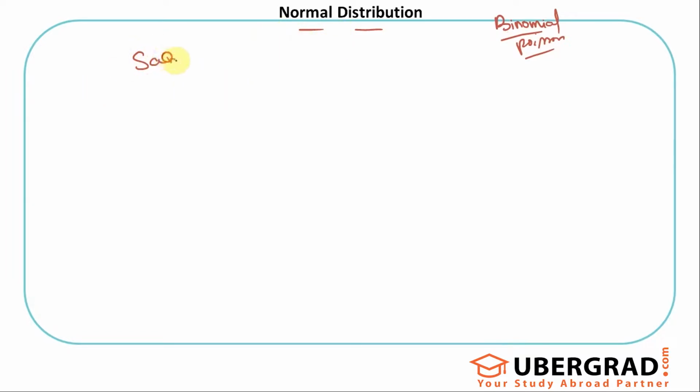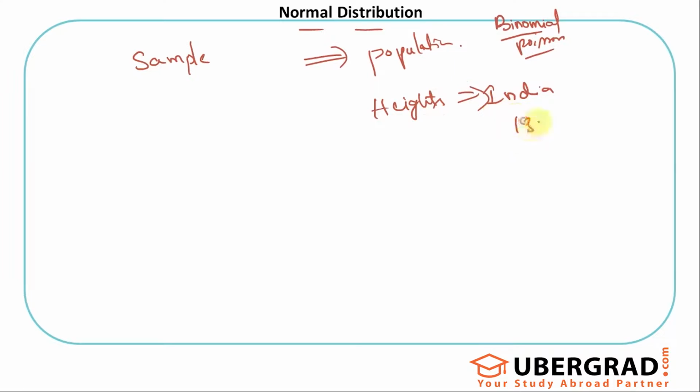I have a sample. I cannot measure the population. So let's say I am trying to find out the distribution of heights, how the behavior is in a country like India. Finding this for a population of 130 crores, or 1.3 billion, is a big task, right? You can't get the heights of each and every one and then plot how it looks, how people are with respect to heights.